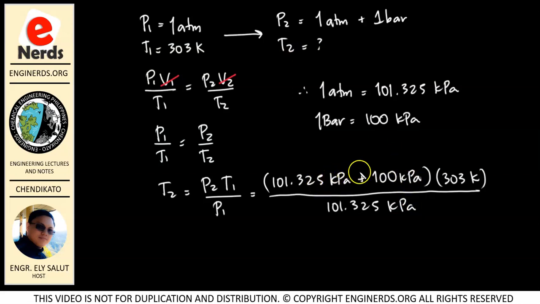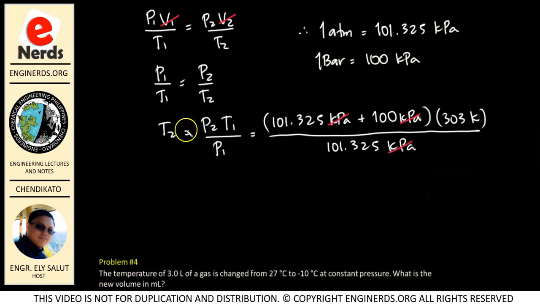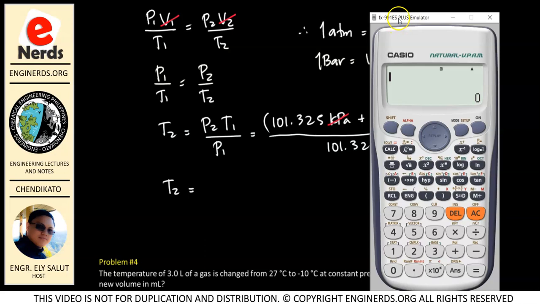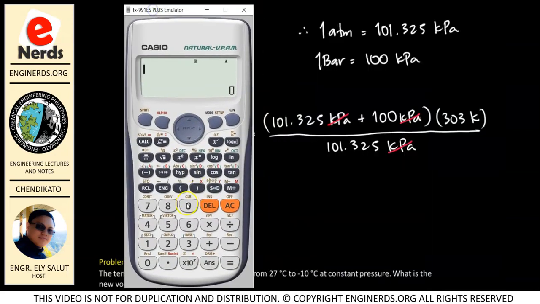Okay? So now, what will be our unit here? This is going to be in kilopascal, and our denominator is in kilopascal. So therefore, our unit for kilopascal will be cancelled out. So we are left with the unit Kelvin. Okay? So what will be our temperature 2? Let us use our calculator. Okay, so we have 101.325 plus 100, then times 303.